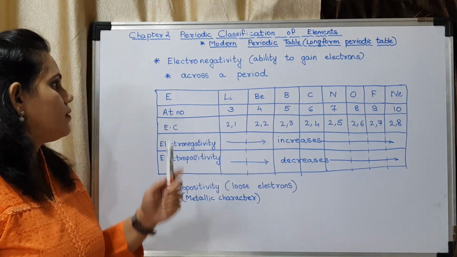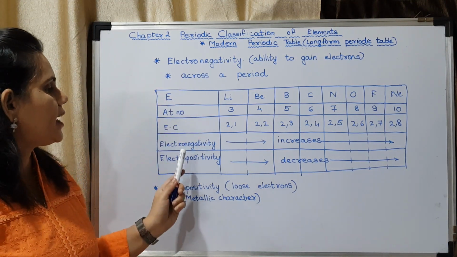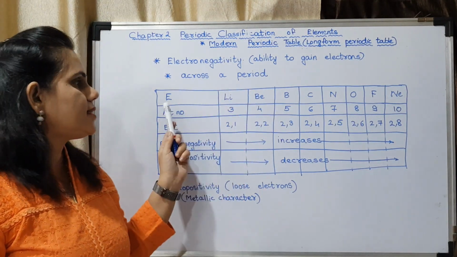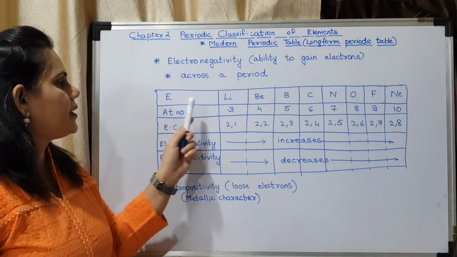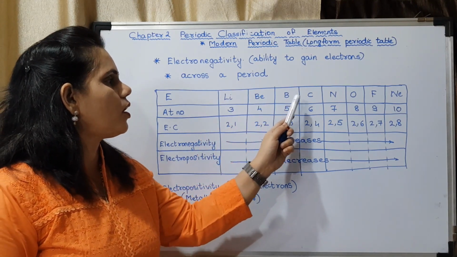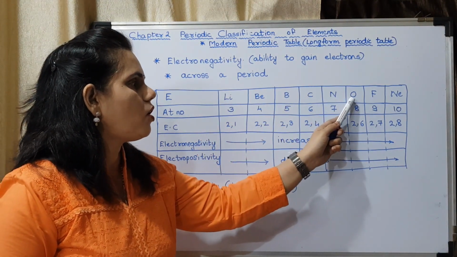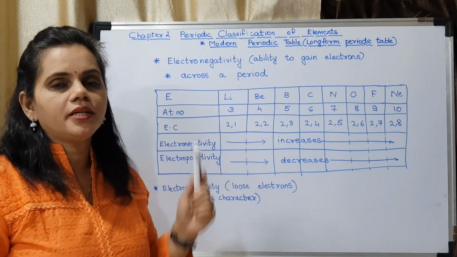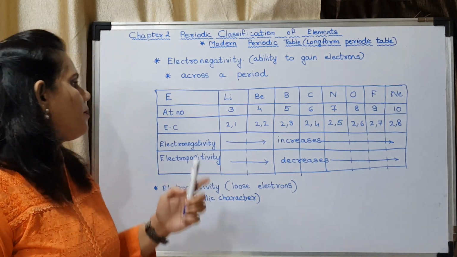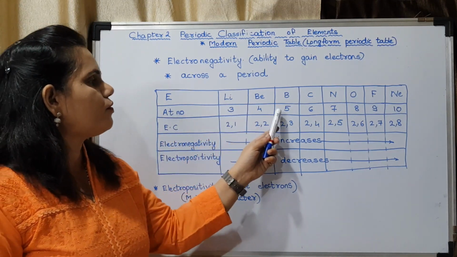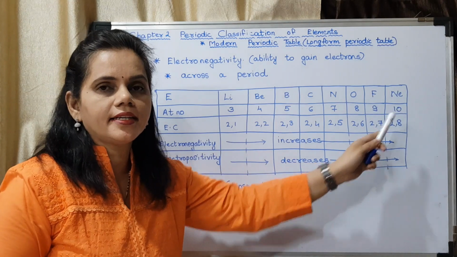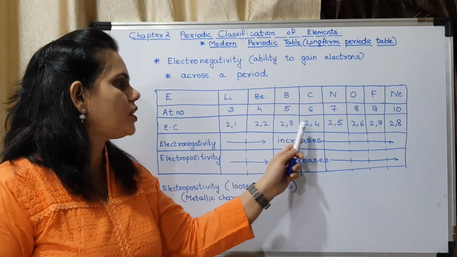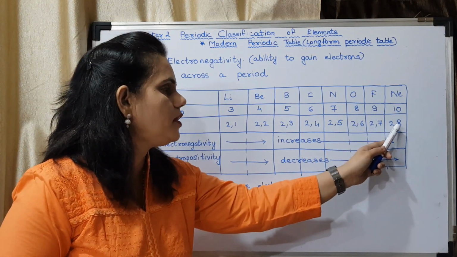Now we will see what happens to electronegativity and electropositivity across a period. This is the second period given. Elements lithium, beryllium, boron, carbon, nitrogen, oxygen, fluorine and neon belong to the second period. Atomic numbers 3, 4, 5, 6, 7, 8, 9 and 10. Electronic configuration 2,1; 2,2; 2,3; 2,4; 2,5; 2,6; 2,7; 2,8.